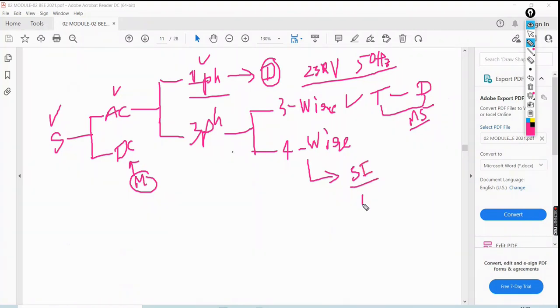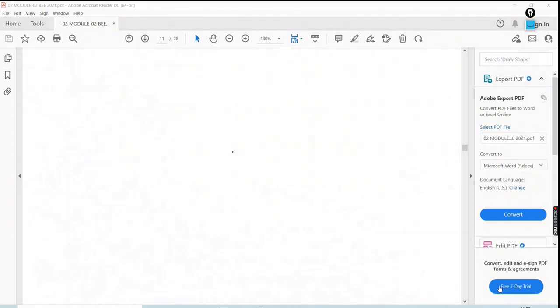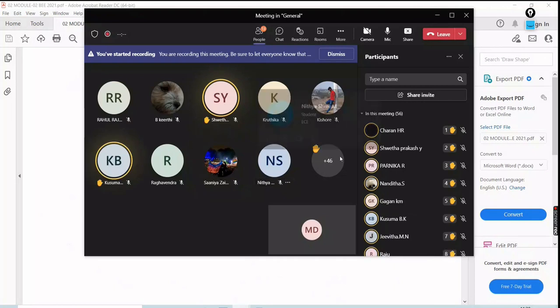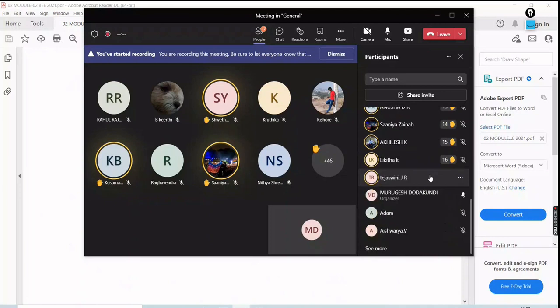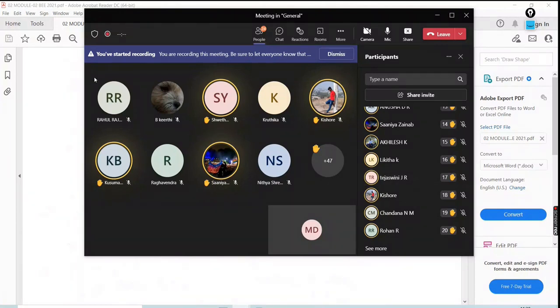Then flour mill. How many of you went to flour mills? Raise your hands. Is there anybody who went to a flour mill? Only 16. The remaining, you didn't see that. Good, thank you. Drop your hands.